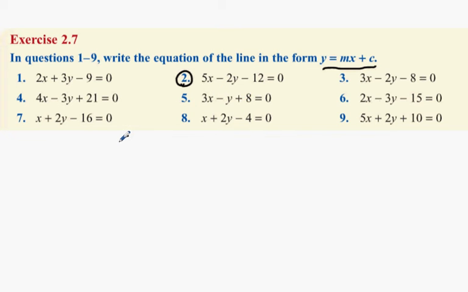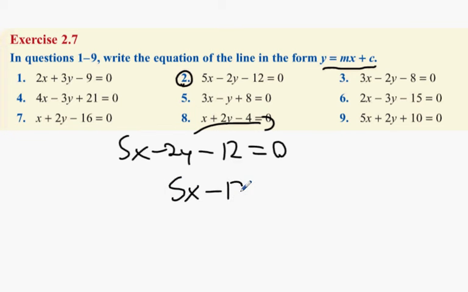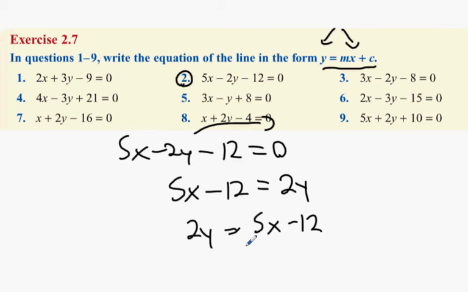So what I'm going to do is 5x minus 2y minus 12 equals 0. What happens is this. The 2y goes over the other side. You happy with that? It becomes 5x minus 12 equals 2y. I then spin it around so that the y is on the left side and everything else is on the right hand side. Very similar to the answer. Then I divide both sides by 2.